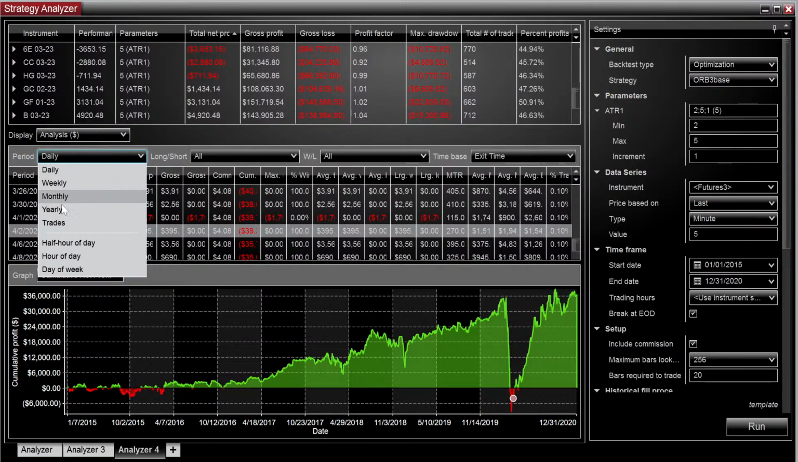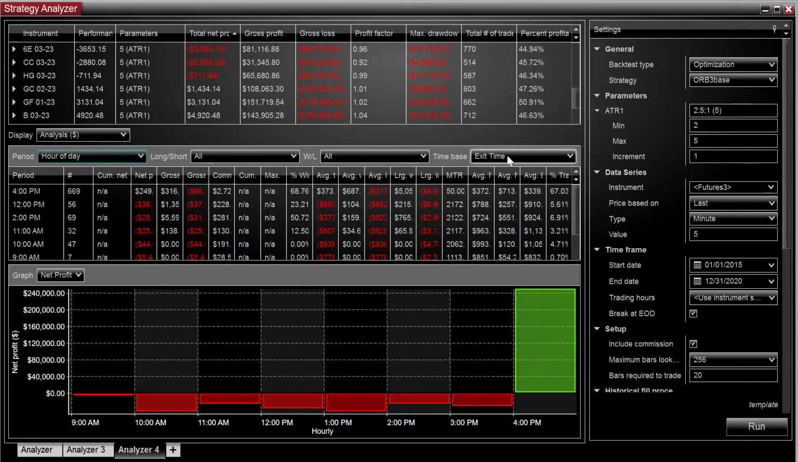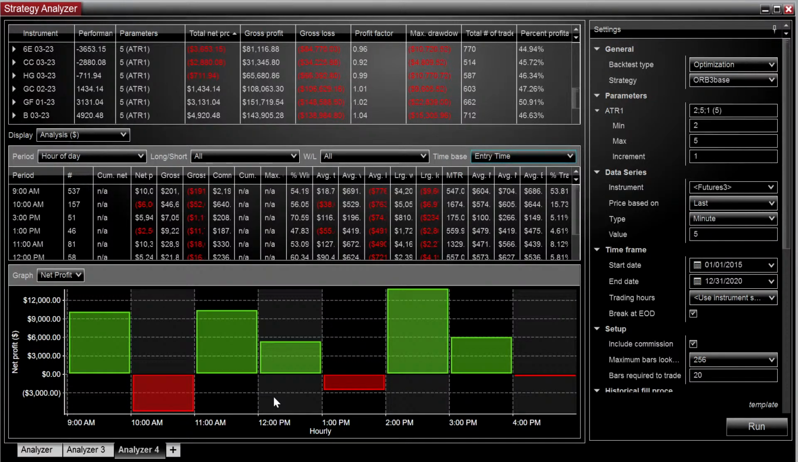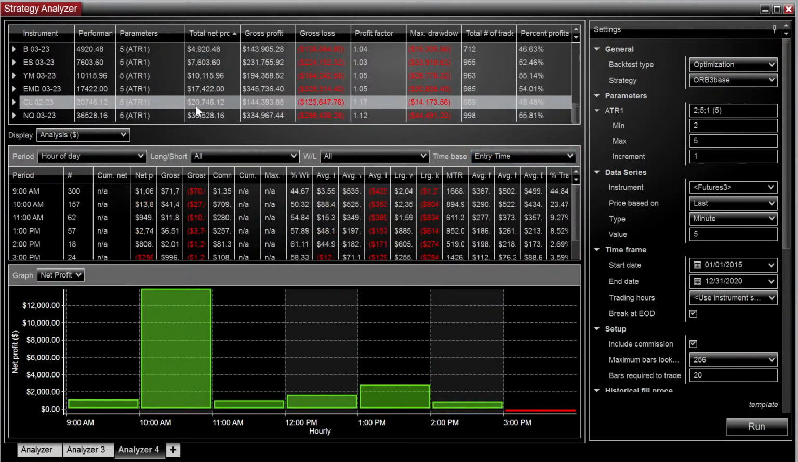Also, I want to check out the time of day analysis. That's exit. Make sure you always change it to entry, because exit doesn't really tell us much. So pretty scattered. I see this a lot. I see 1 p.m. not do well, whereas towards the close and towards the open is typically better. But that's the case with most intraday strategies, so you don't have to overthink it too much.